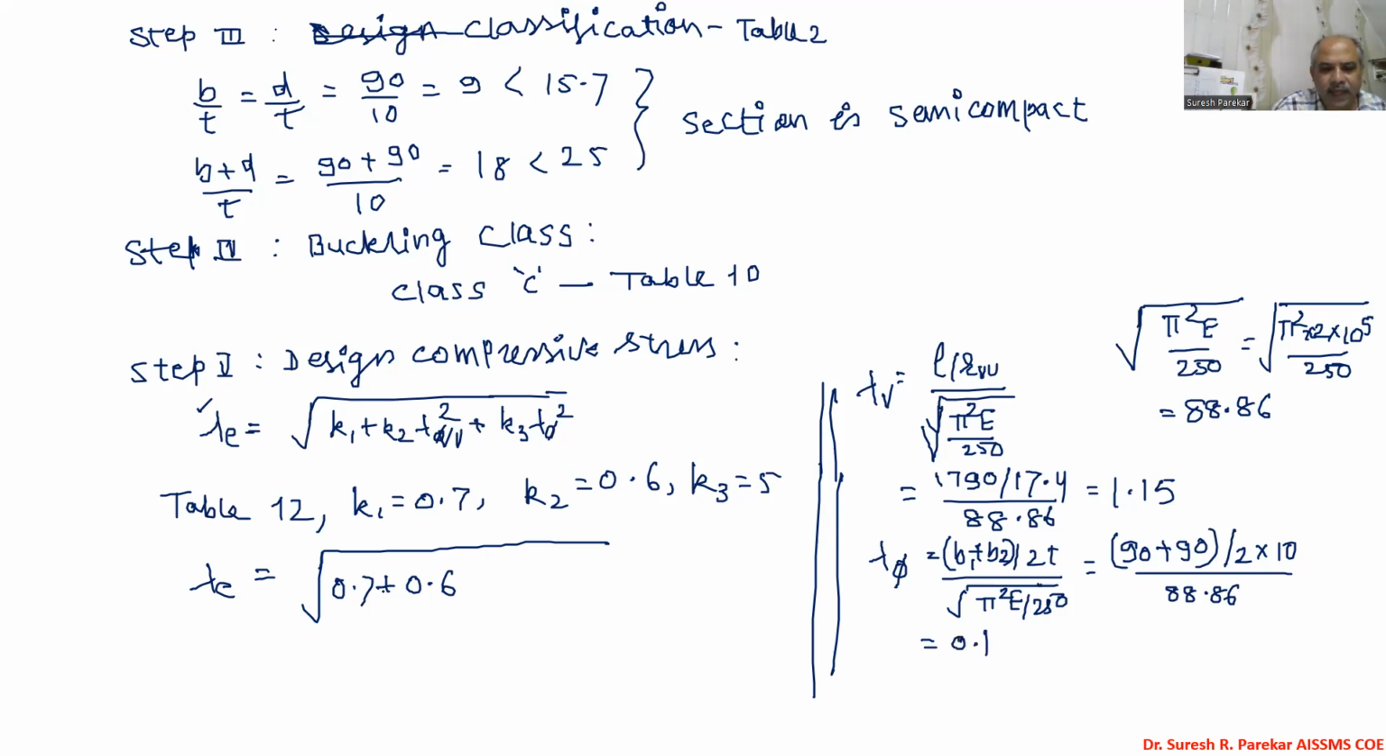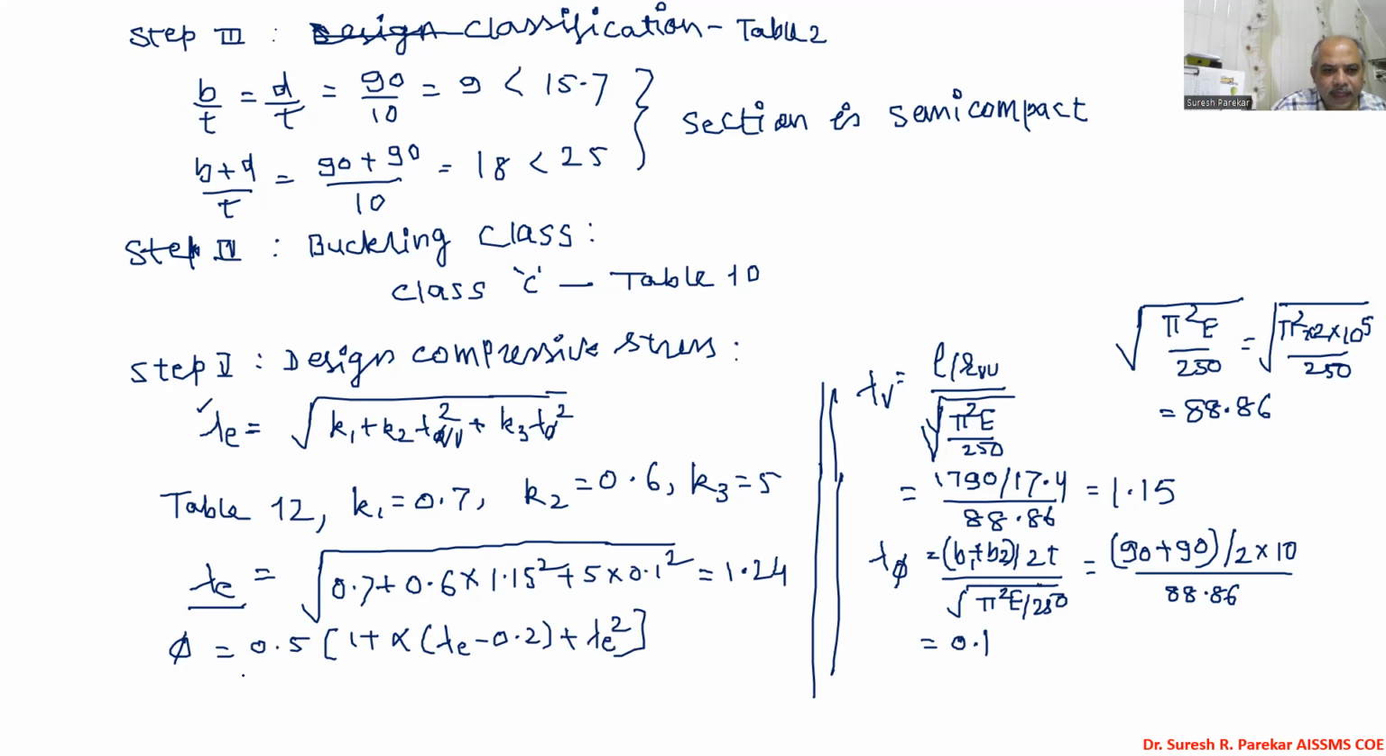And then we will put the values in lambda E: 0.7 plus 0.6 into lambda vv, 1.15 square, plus 0.5 into 0.1 square. If we calculate this, we get 1.24. Knowing this value, we can find phi equal to 0.5 in bracket 1 plus alpha into (lambda E minus 0.2) plus lambda E square.